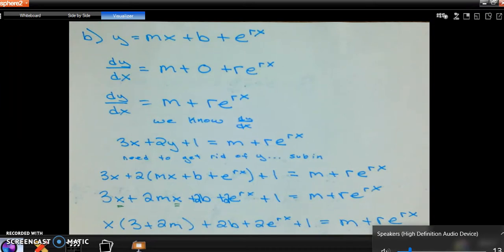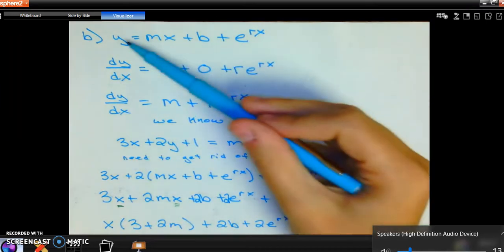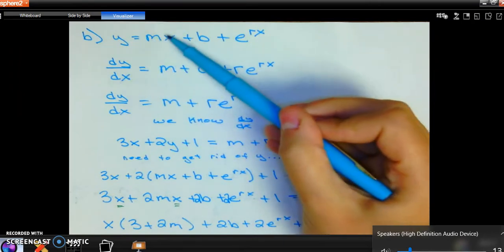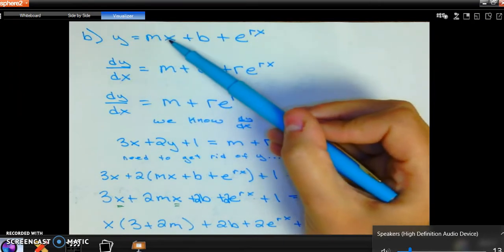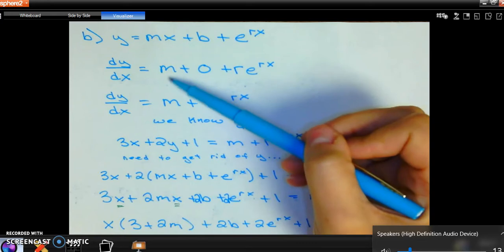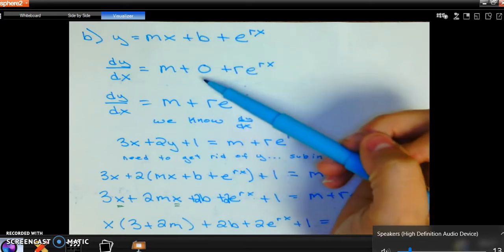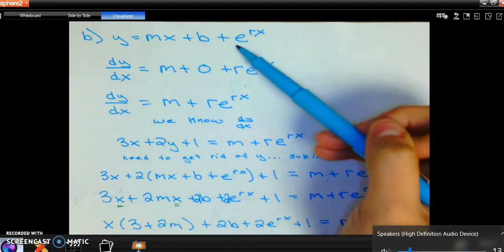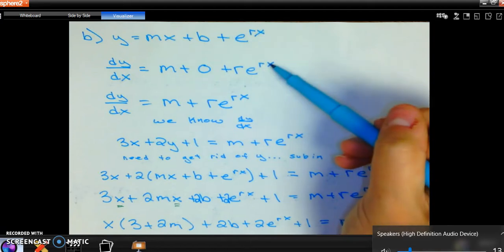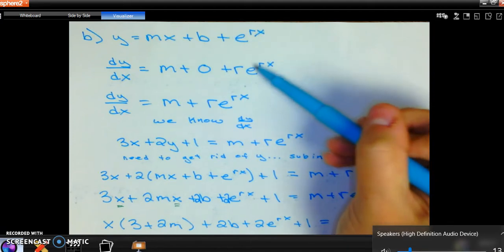So I take the derivative, okay? So the derivative of y with respect to x, well, the derivative of this, remember, m is a constant, so my variable is x. So the derivative there is just an m. This is a constant. It told me that. So the derivative of a constant is just 0. And the derivative of e to the junk is e to the junk times the derivative of the junk. So the derivative of that is just an r.